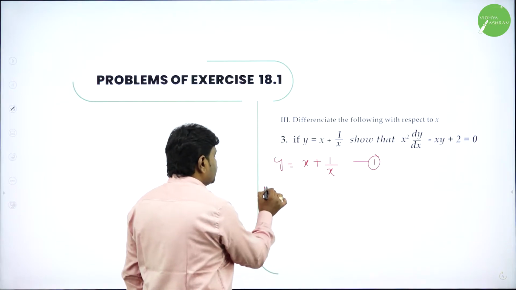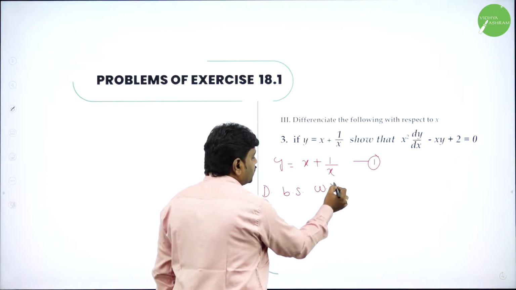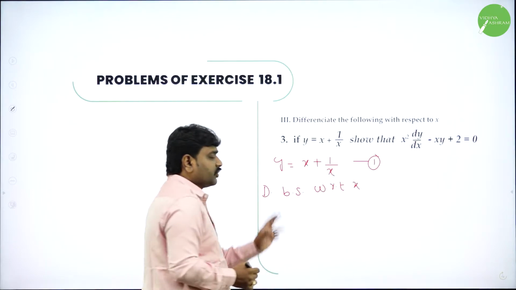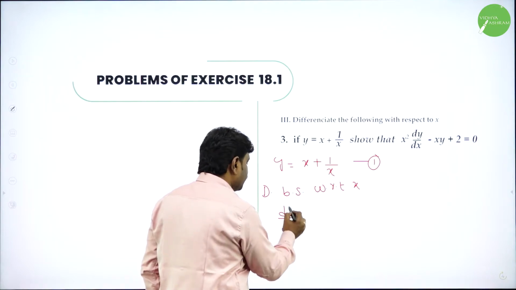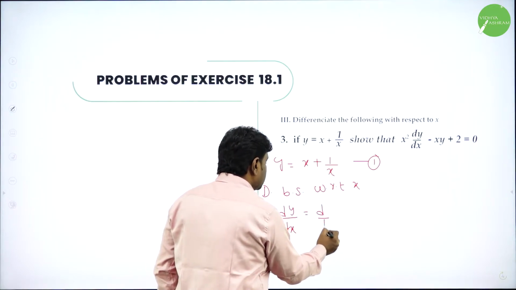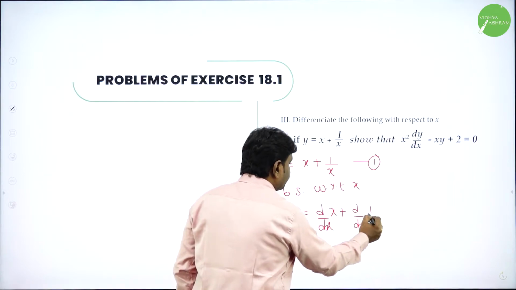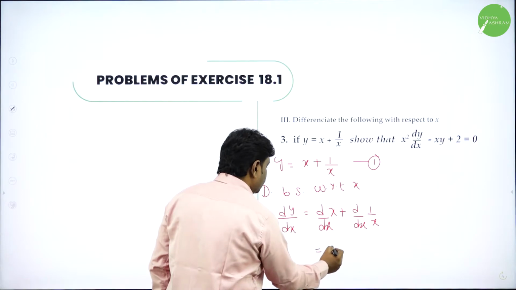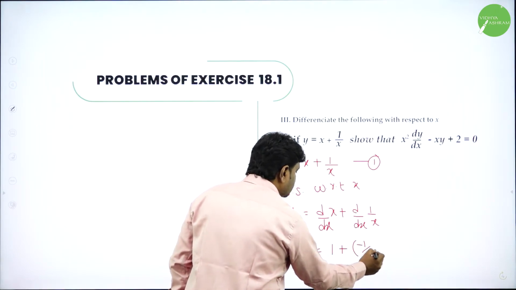Now differentiate both sides with respect to x. If you differentiate both sides with respect to x, LHS becomes d by dx of y, and RHS becomes d by dx of x plus d by dx of 1 by x. Now further, all of you know derivative of x is 1, and derivative of 1 by x is minus 1 by x square.